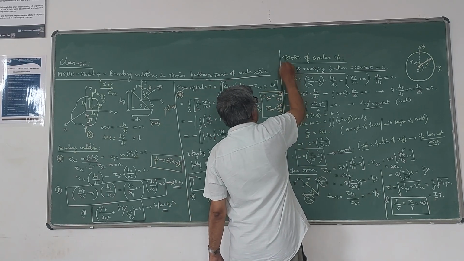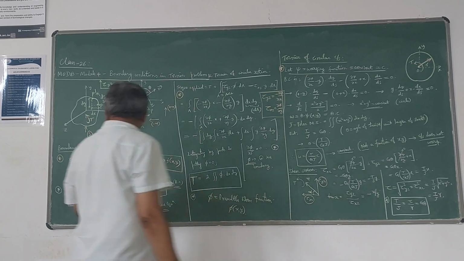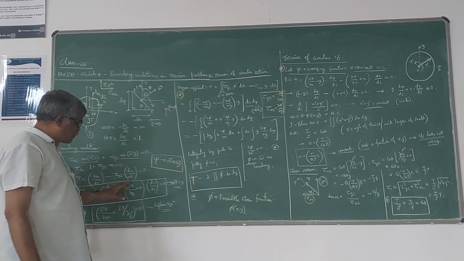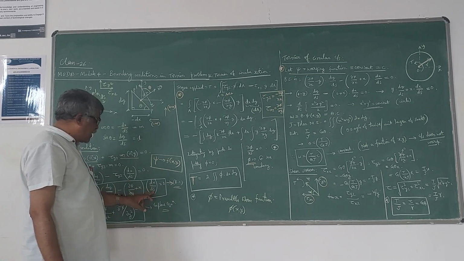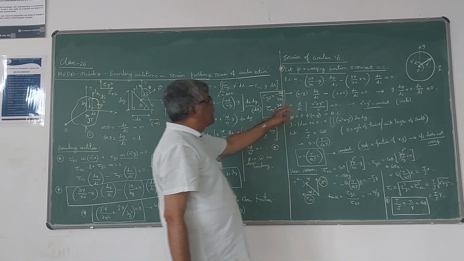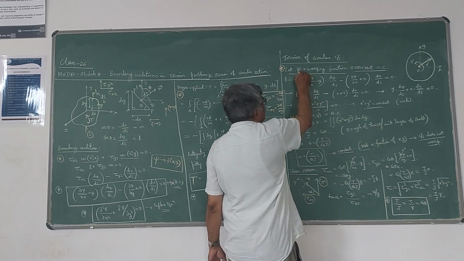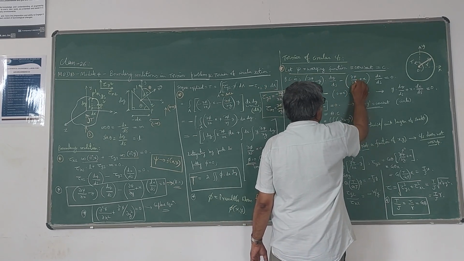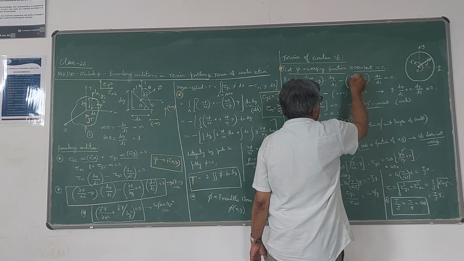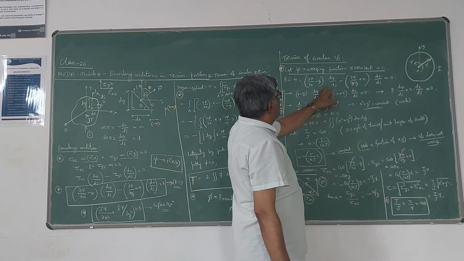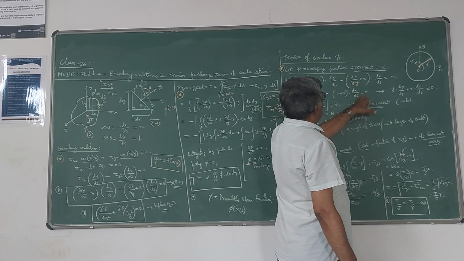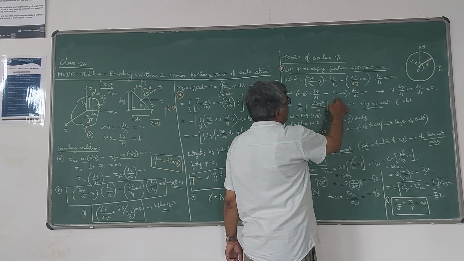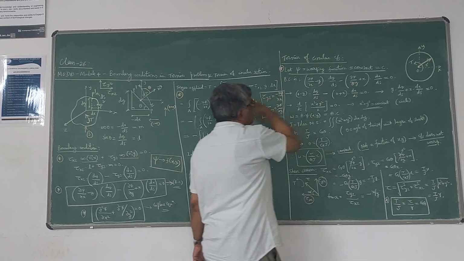Now let us apply the boundary condition for the warping function. The boundary condition is: dou psi by dou x minus y into dy by ds, minus dou psi by dou y plus x into dx by ds, is equal to 0. Since psi is constant here, dou psi by dou x is 0 and dou psi by dou y is also 0, because it's a constant. Therefore it becomes 0 minus y into dy by ds minus 0 plus x into dx by ds equal to 0. Or we can write this as y into dy by ds plus x into dx by ds is equal to 0, by removing the minus sign.